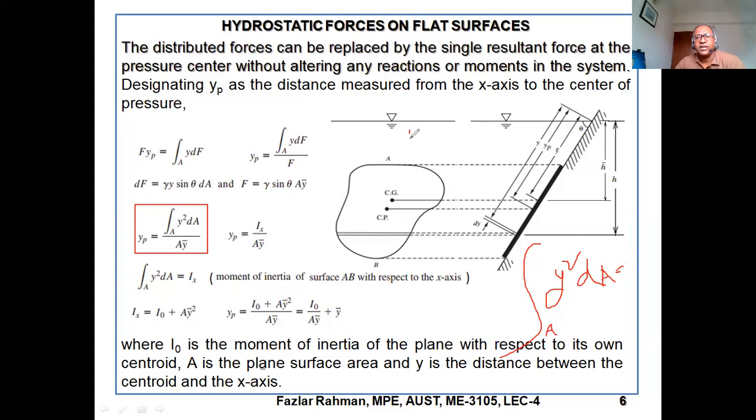Say you have a y-axis and an x-axis. Just think you have a small area dA, and here's the CG, right at this point. The location of the CG has vertical distance y and horizontal distance x. Now you take the moment of this area.